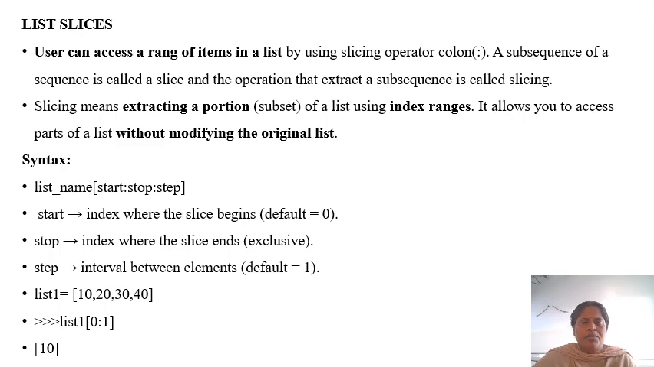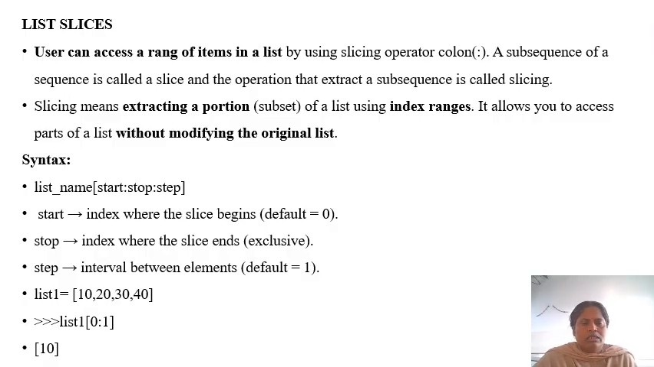Along with the colon operator, we get list slicing. This is the syntax: list value, what is the starting position, what is the ending position, what is the step. We need to mention these 3 things. Based on the starting position, end position and step, we automatically collect that range of elements from the list.